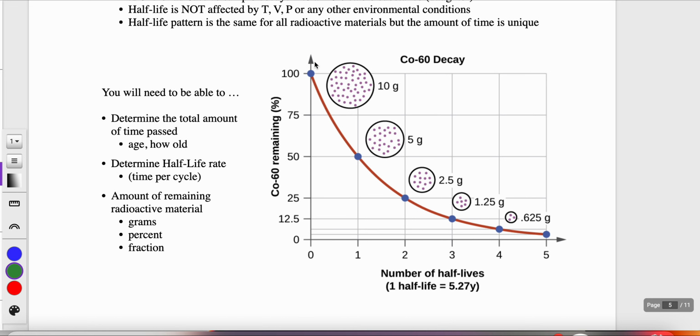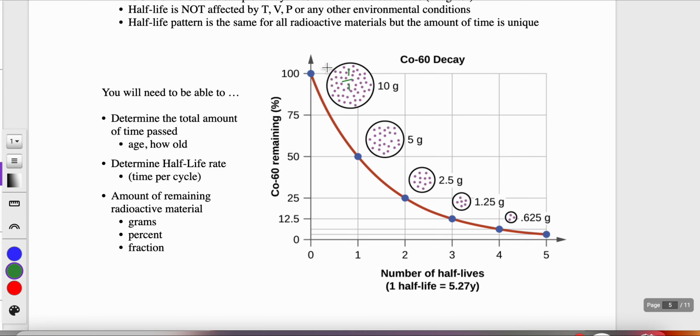Here is a graph representing the half-life decay process of cobalt-60. So the half-life cycle, okay? When 0 cycles have passed, 100% of your sample is radioactive. And so your starting mass always represents 100% radioactive. And so we could say 100%, or the fraction for that would be 1/1.